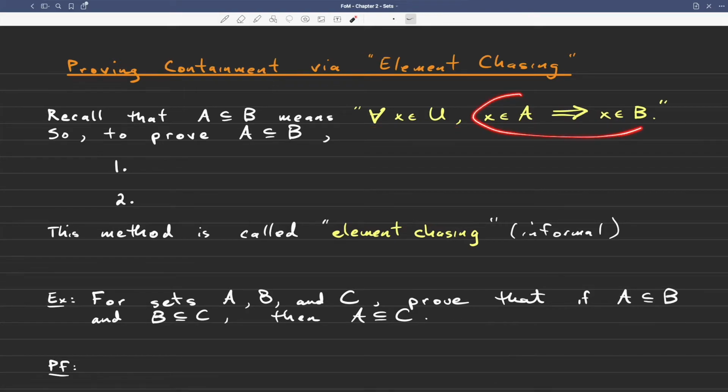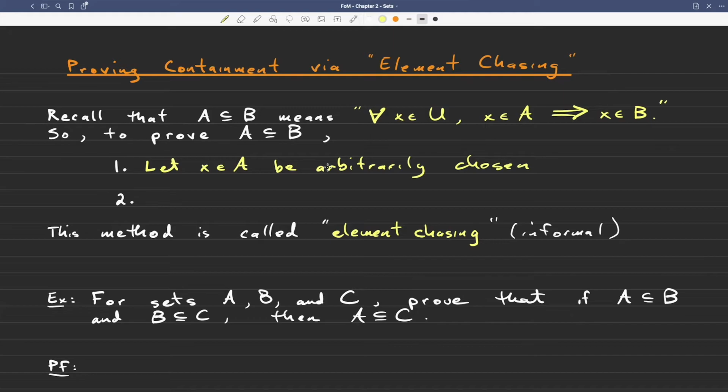In particular, the logic of this conditional statement here is really what we've got to focus on. That's what we've got to prove. So how do you prove a statement like that? You pick an arbitrary element in A. So you choose an arbitrary element of A, and then you argue that that very same element is in B. That's how you prove A is a subset of B.